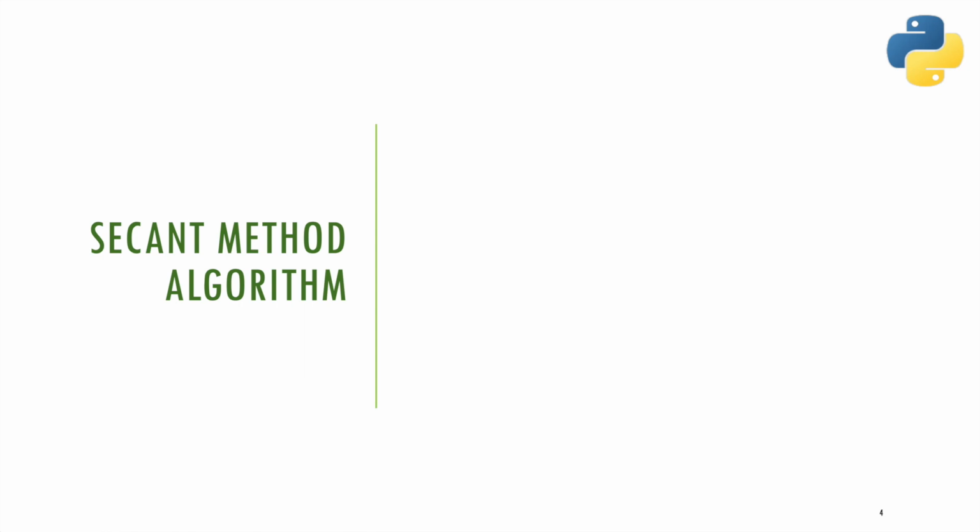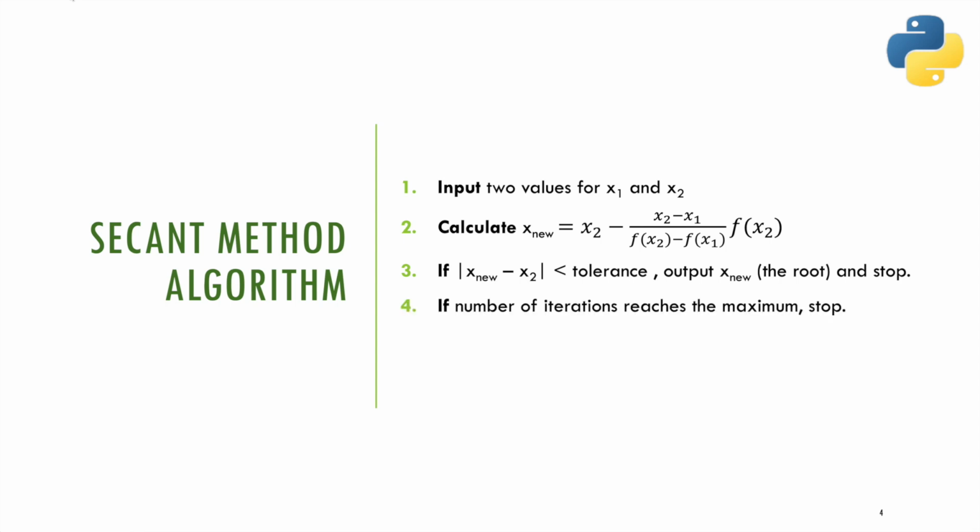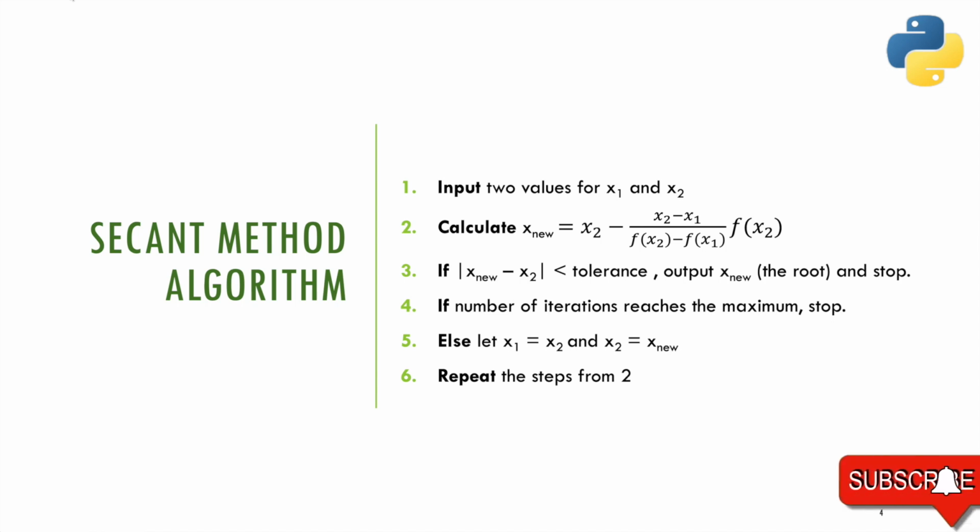Now, let's look at the steps of the secant method. Step 1, input the values of x1 and x2. Step 2, calculate the new value of x. Step 3, if the absolute difference between x new and x2 is less than the given tolerance, output x new, which is the root, and stop. If the number of iterations reaches a maximum number, that means we couldn't get a convergence, so stop. Else, let x1 equal x2 and x2 equal x new. Repeat from step 2.